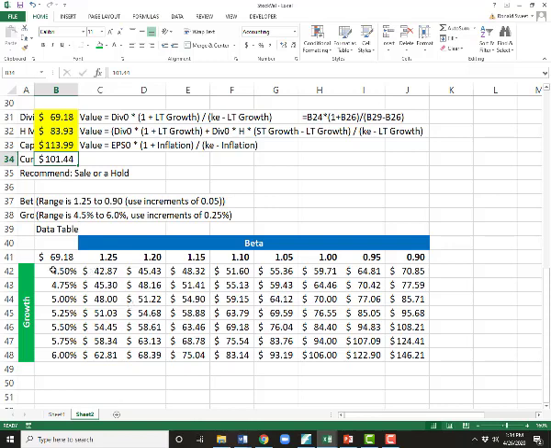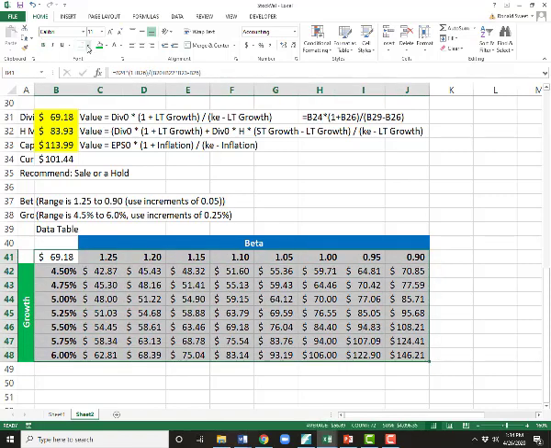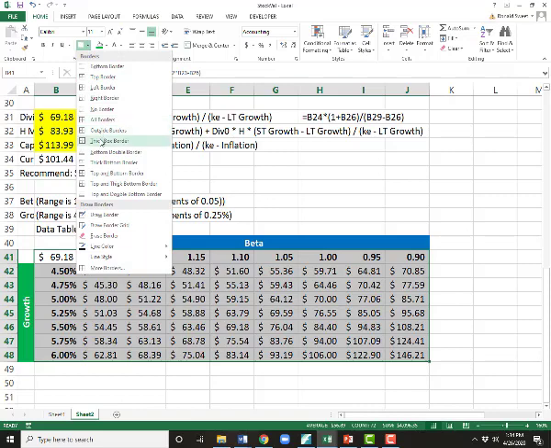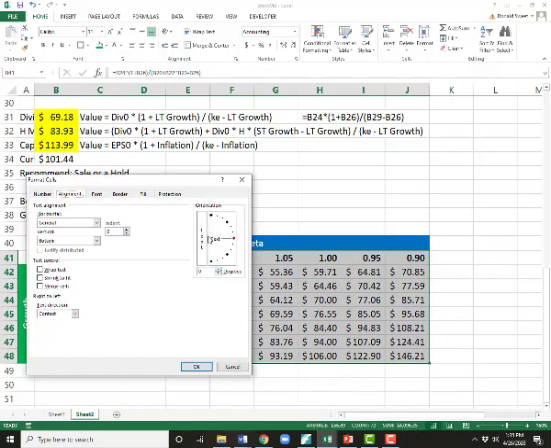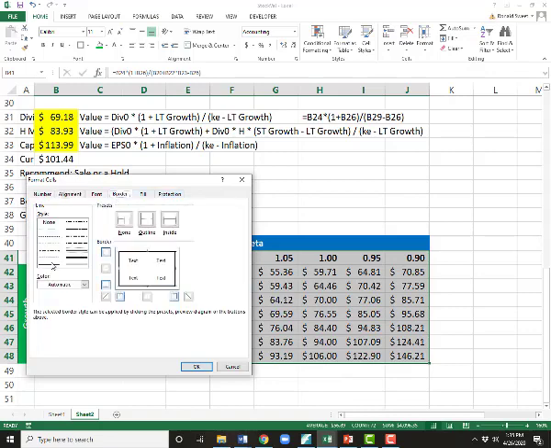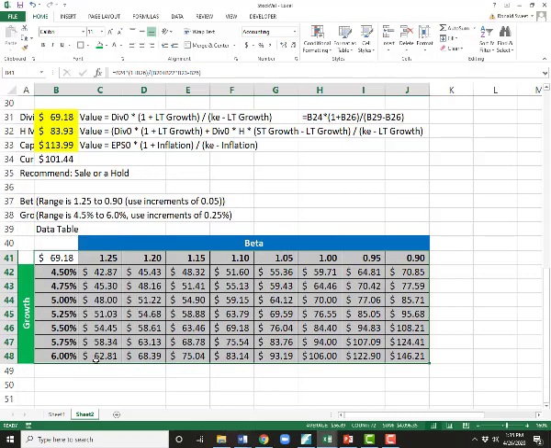So I'm going to bold. I like to bold this over here. Bold my growth rates, bold my betas. You can put a bold border around the entire thing if you like to make it look a little more professional. You can, if you want to, format cells and give it some lines. So on the border, click on the line, just click on these in between ones.